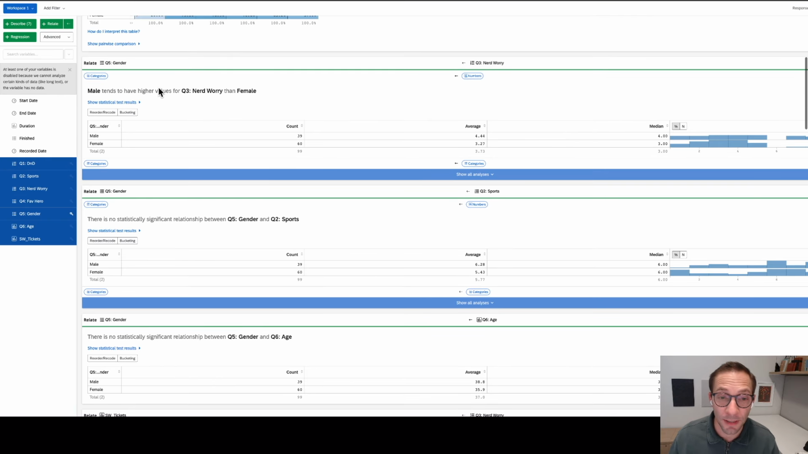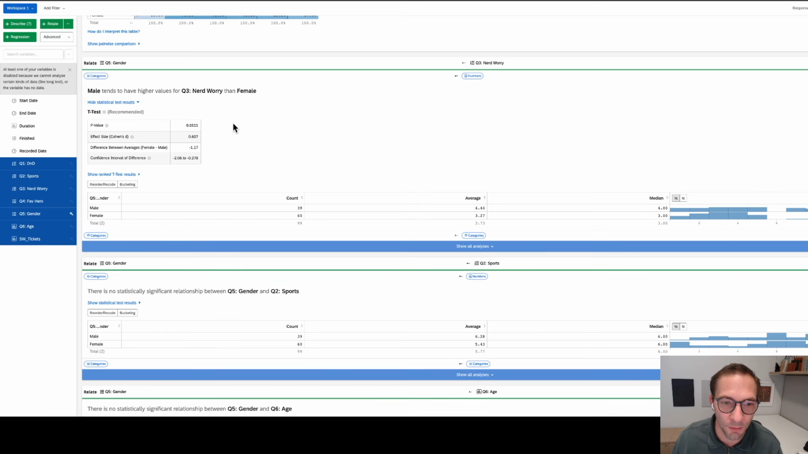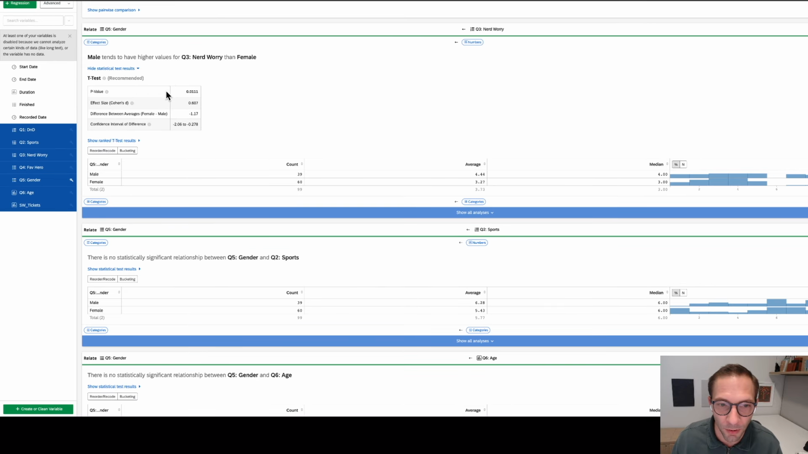I'm going to go up to these results though, because significant relationships are more interesting than non-significant relationships. So let's look at nerd worry. I'm going to click here to show the results. Here's our p-value below 0.05. That's perfect. And then looking here, I see males have a higher average than females, okay? So males were more likely to worry about looking like a nerd than females.